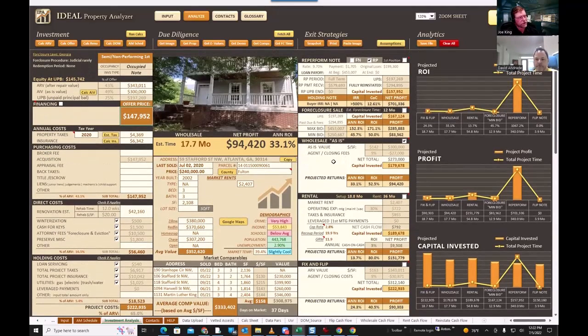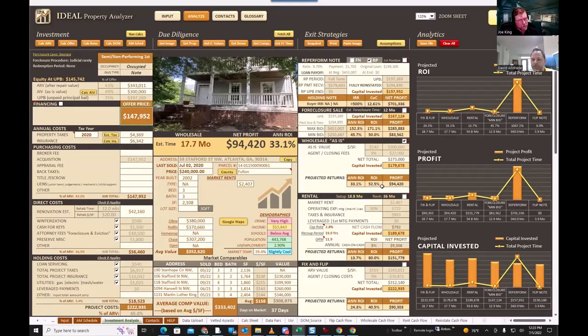Now, going back to the wholesale aspect of it, we took the property back, and in taking it back, our capital invested at this point being 179,000, which could be more or less depending on what it took to get to this point legally, we're looking at roughly a 52% overall return or a 33% annual return.